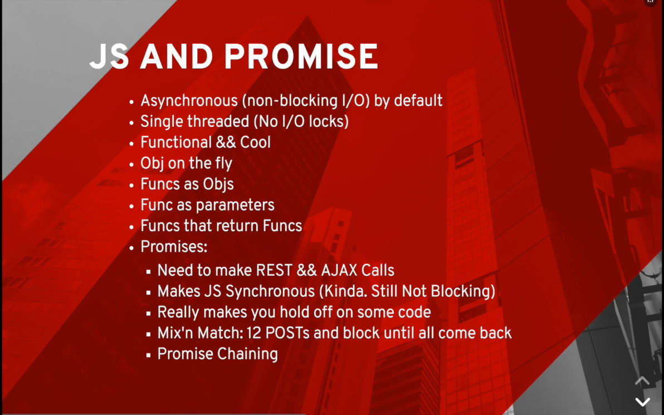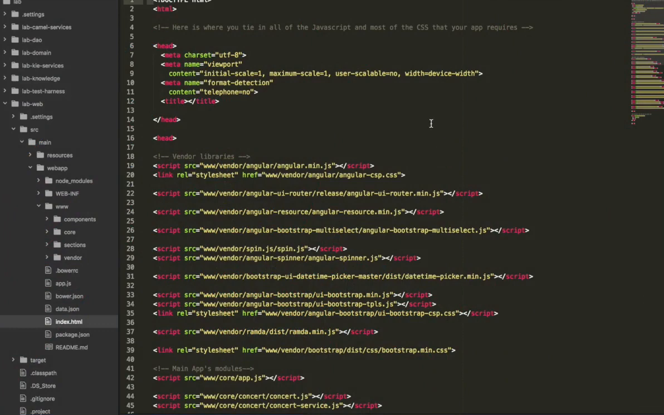It's also single-threaded, so you don't need to worry about things like I/O locks or semaphores. And it's also functional, which makes it really, really cool. You can do things like declare objects on the fly. You don't have to declare classes or interfaces or any of that stuff. You can use functions as objects. You can pass functions into other functions as parameters. You can have functions that create other functions and return functions, essentially function generators. So there's some really cool stuff you can do with JavaScript, and you'll see some of it in our code base. Let's go take a look at our index.html page.